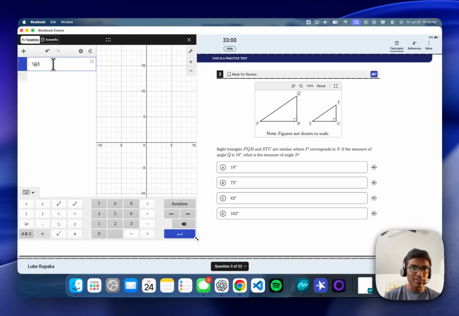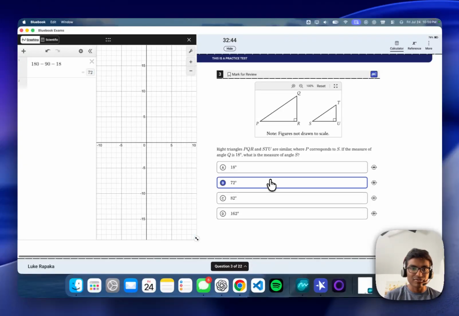So what we can do is, since we know that it's a right triangle, subtract 90, then subtract 18, and that leaves us with the angle size of S. So 18 would be angle T, and then 90 would be U, and that leaves us with 72 for S.